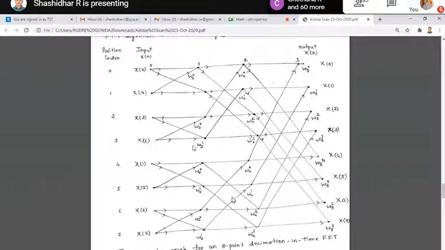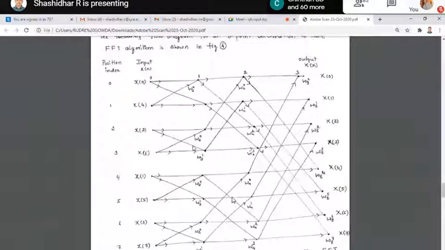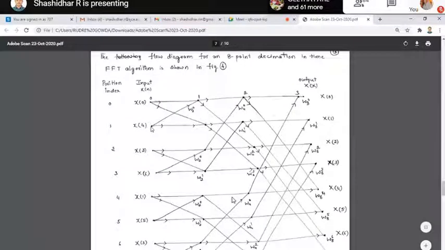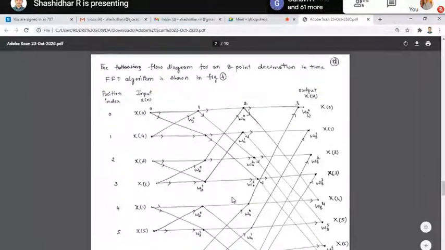0 and 1 means n by 2, n by 2. If you go for an 8-point DFT, the total position indexes are 7, 0 to 7 values, 0th value to 7th value. See here, you are using the same thing. You are using input values, output values, and then first and second sequence indexes are there. What are the values you can get here?